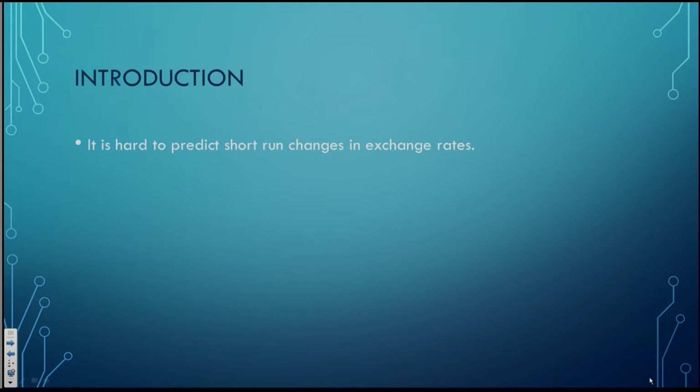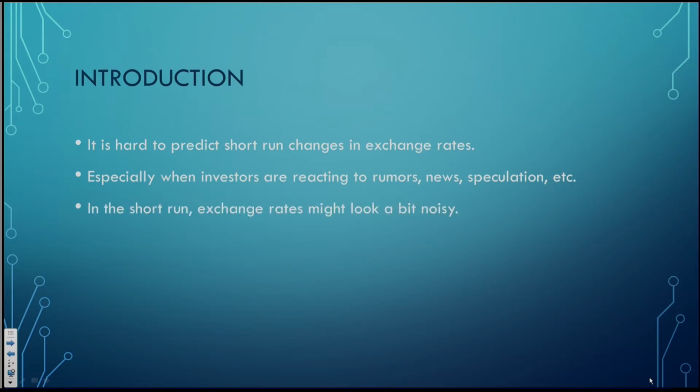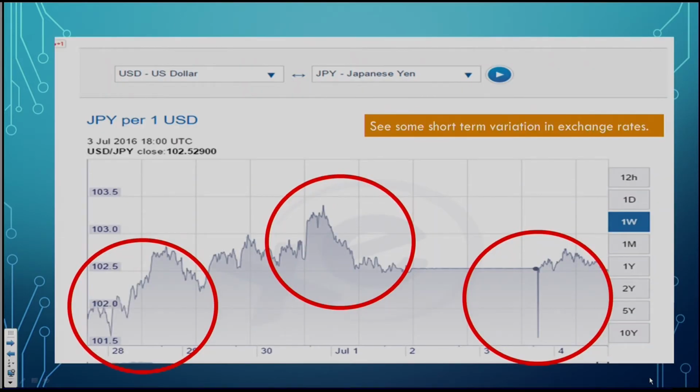It's hard to predict short-run changes in exchange rates, especially when investors are reacting to things like rumors, things they hear in the news, speculation. So in the short run, exchange rates might look just a little bit noisy. And so once again, I'm showing you this graph, and this is just a 1 week graph, but it shows you the exchange rate between the Japanese yen and the US dollar, and of course, we see this variability in the short run.